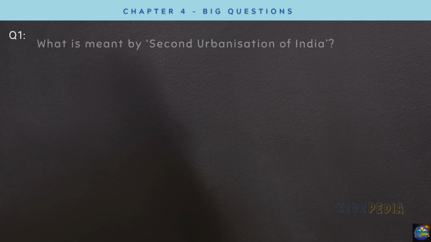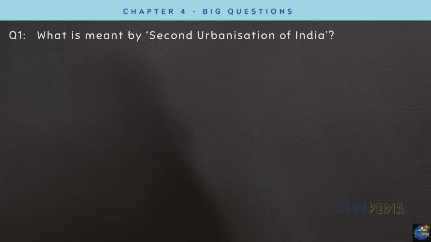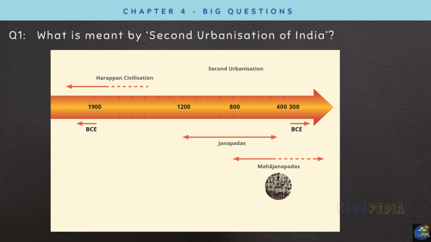First question, what is meant by second urbanization of India? Remember that the first urbanization took place during the Indus Valley civilization. After its decline, large cities disappeared for many centuries. Later, as farming improved in the fertile Ganga plains, people produced more food than they needed. This encouraged trade, crafts, and the growth of settlements. Many villages gradually developed into towns and cities.